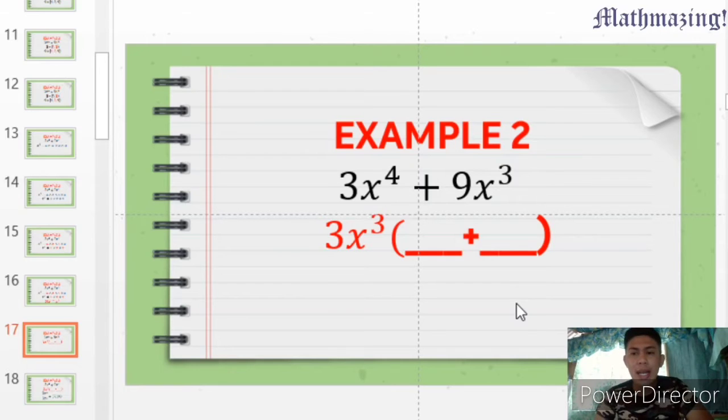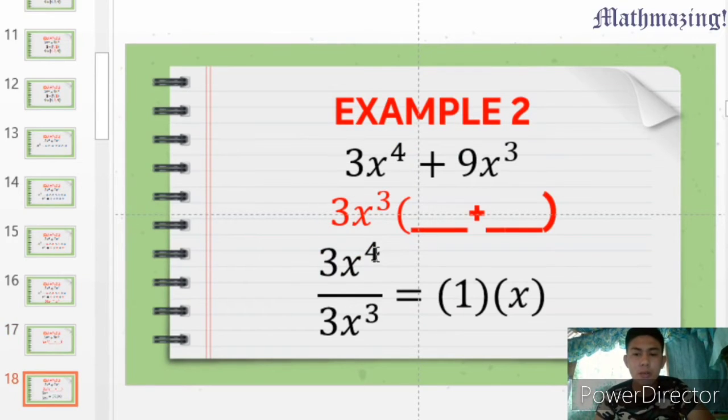Okay, para makuha natin yung value ng blanks natin, we have to divide each term sa ating GCF. So ang first is we have 3x raised to 4 divided by 3x cubed. Saan ko kinuha si 3x to 4? Dito sa first term natin. Ayan. So 3 divided by 3, the answer is 1.